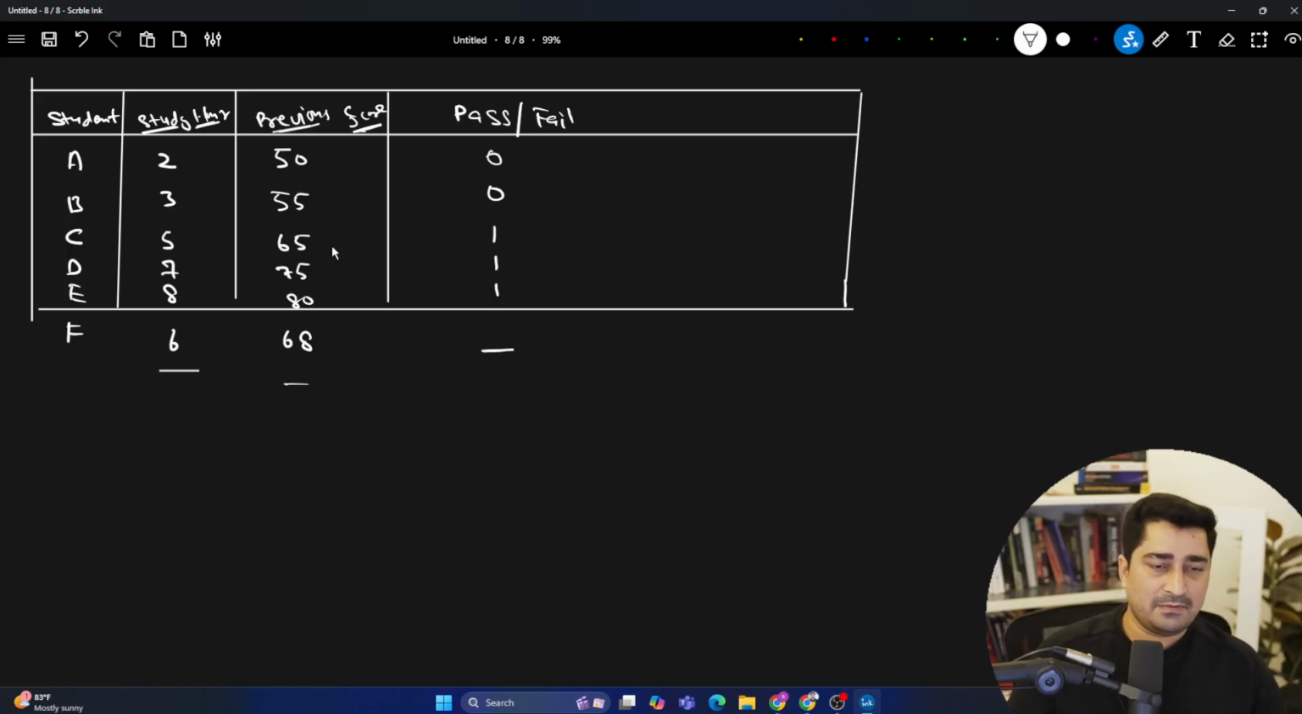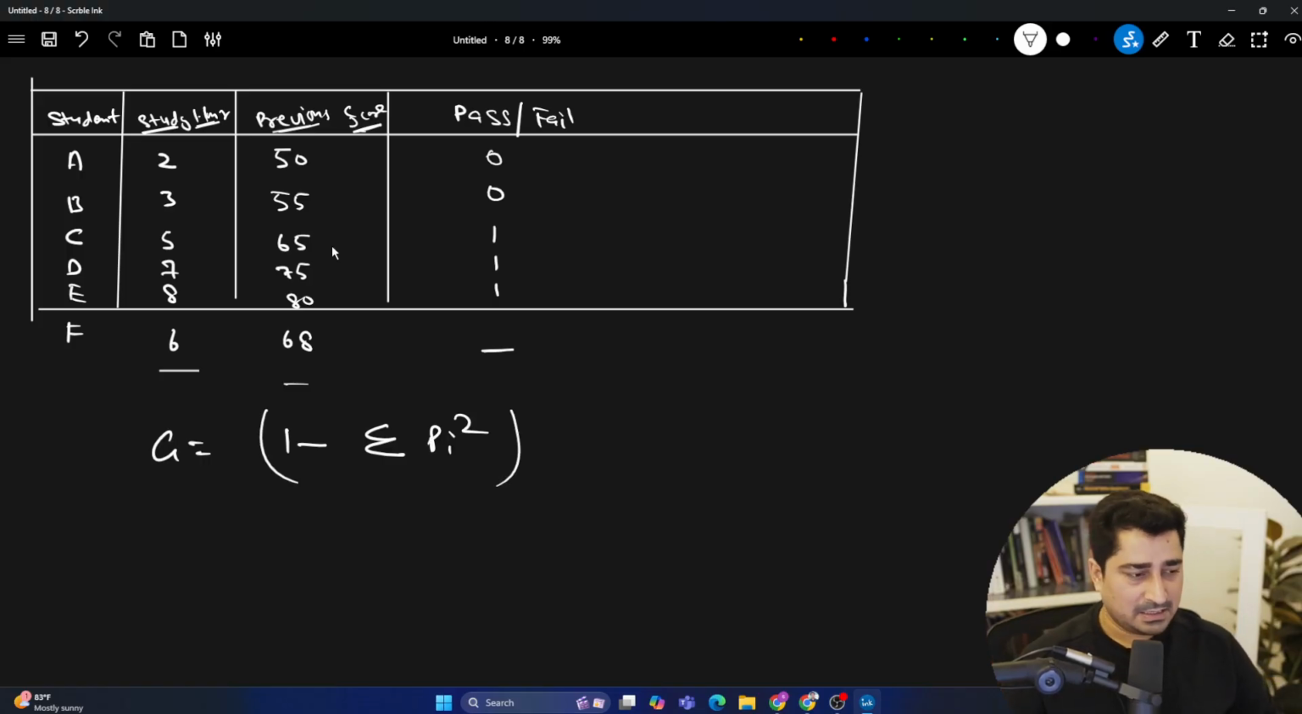So here, what I will do is try to take the Gini impurity. Gini impurity says 1 minus the summation of pi squared. This is a very simple equation. This is what Gini says, right? So I'll be talking about this Gini. Now let's talk about the Gini impurity of the whole data, if I have to calculate it.